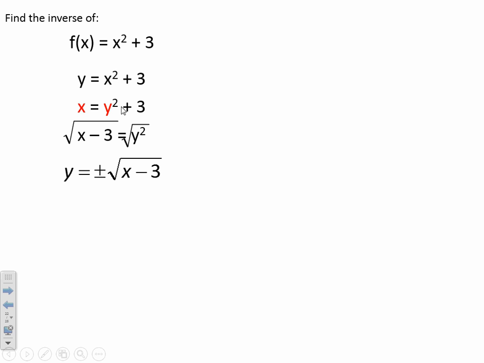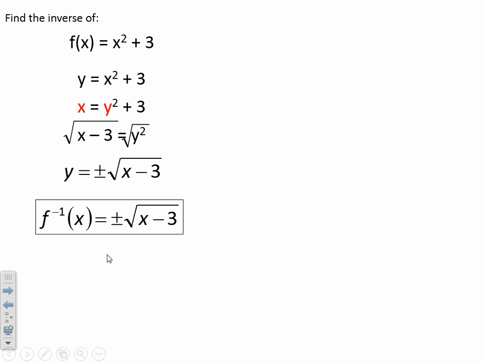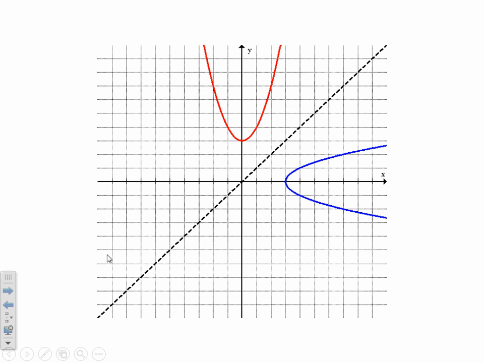When you're solving an equation, and as part of the process you take the square root of both sides, you need to add in a plus or minus because the square root could either be positive or negative. So it could either be the positive square root of x minus 3 or the negative square root of x minus 3. So whenever you're solving an equation and you take the square root of both sides, you need to add in a plus or minus. Okay, so f inverse of x equals positive square root of x minus 3 or negative square root of x minus 3.